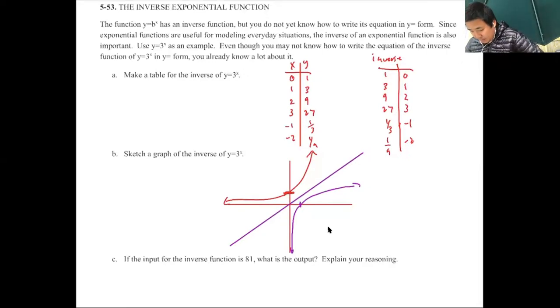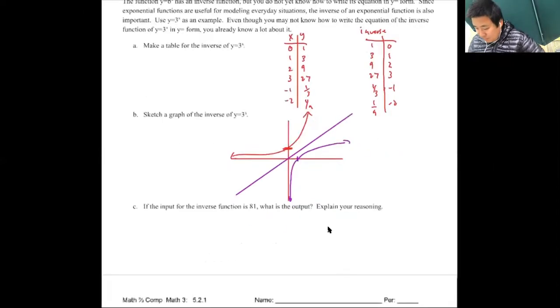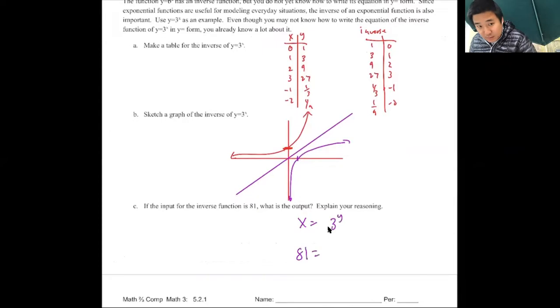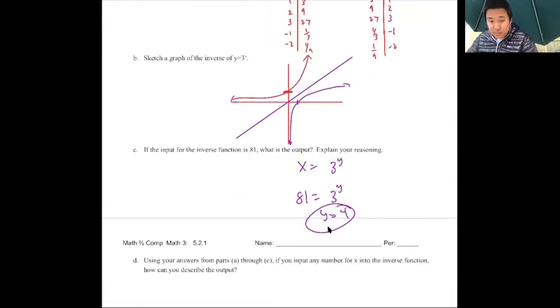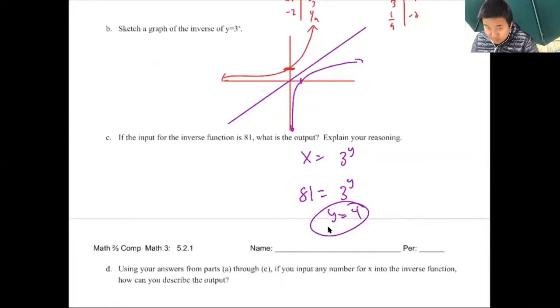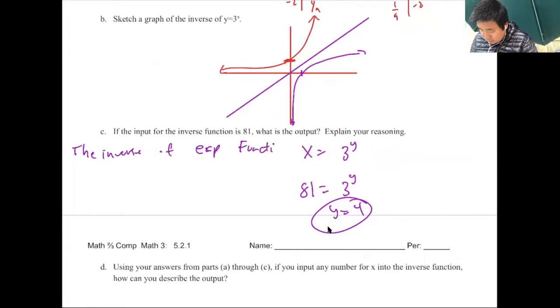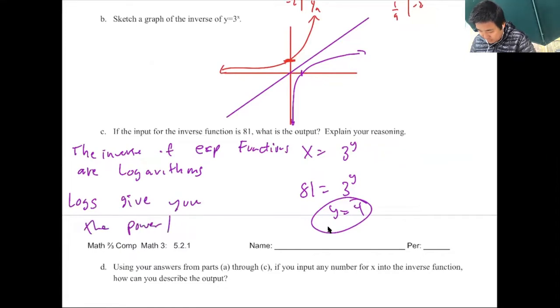If the input for the inverse is 81, what's the output? So x equals 3 to the y, and 81 equals 3 to the y. What does y have to be? 3, 9, 27, 81, 4. So the inverse of exponential functions are logarithms. I think if you look at the coronavirus graph, it looks like this on a logarithmic scale. And then logarithms, logs for short, give you the power or exponent.